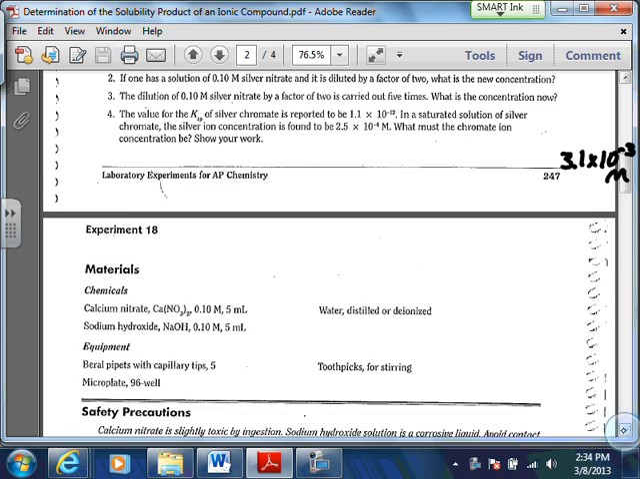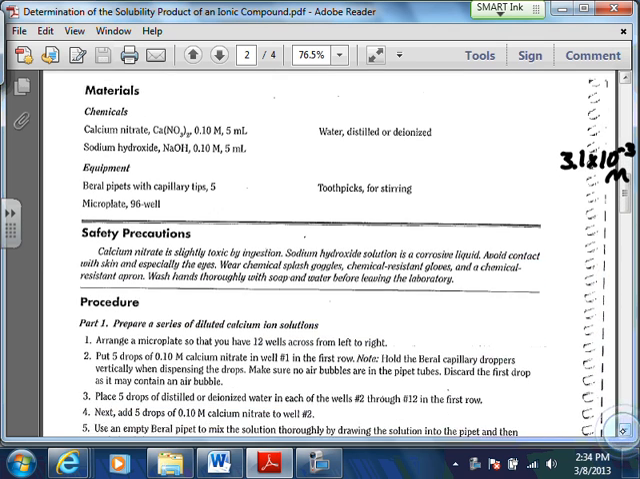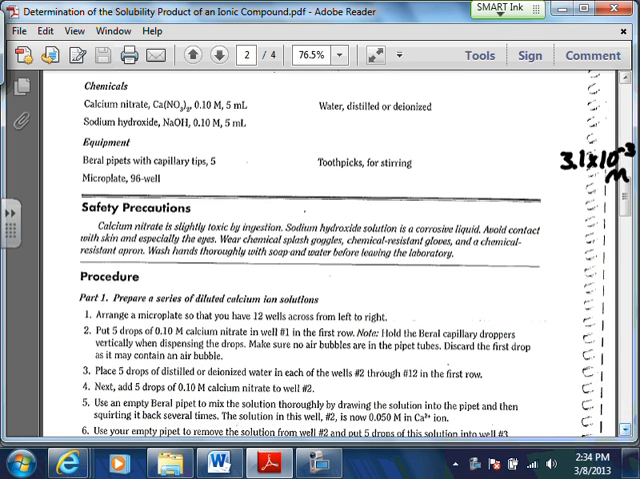So the plan here is we're going to use calcium nitrate and sodium hydroxide, because when those two things react, you're going to have a double replacement. The calcium is going to precipitate with the hydroxide ions, and then we can talk about the equilibrium that exists there. Once that solid forms, we have a saturated solution.